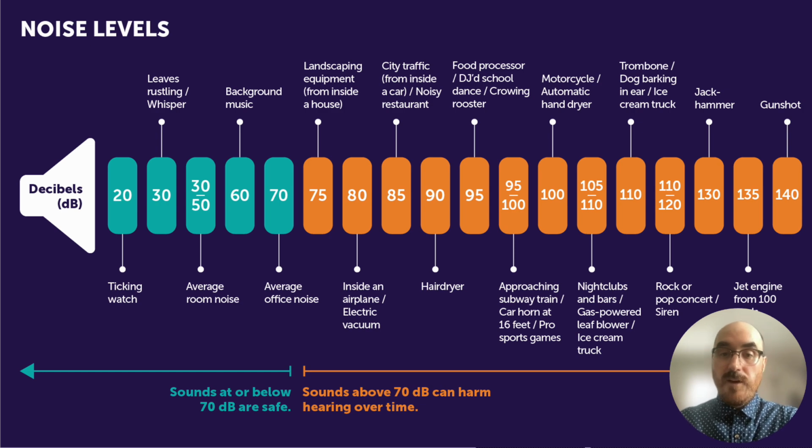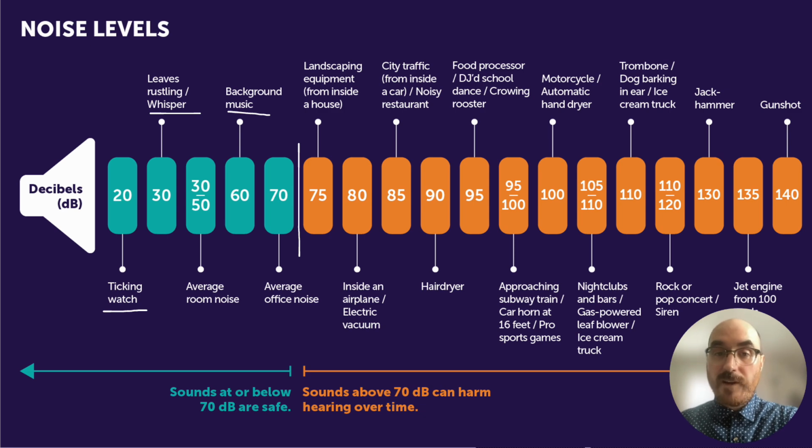Here we have some common events and their different decibel levels, like a mechanical watch ticking, or leaves rustling, background music at about 60 decibels, right? And then above this threshold here of 70, these are sounds that can cause physical damage to your hearing over time. Landscaping equipment, that's why it's important to wear protective earphones when mowing your lawn, right?